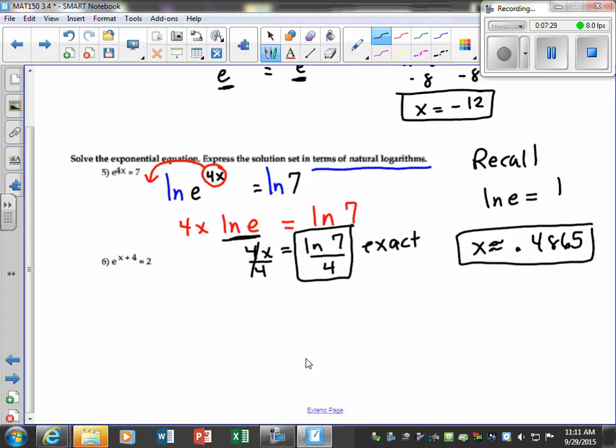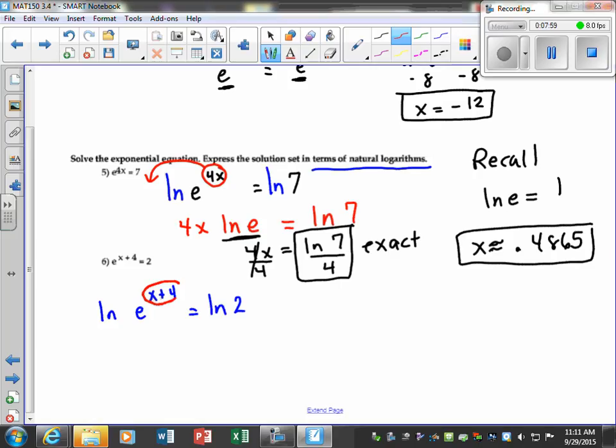Alright, let's look at number 6 and see if you can solve this one as well. If you're not able to rewrite with the same bases, then we're going to have to use natural logs because it told us to. So it would be natural log of this side, e to the x plus 4, is equal to the natural log of 2. So basically I take the natural log of this side and I take the natural log of the right side, and this is what we're left with.